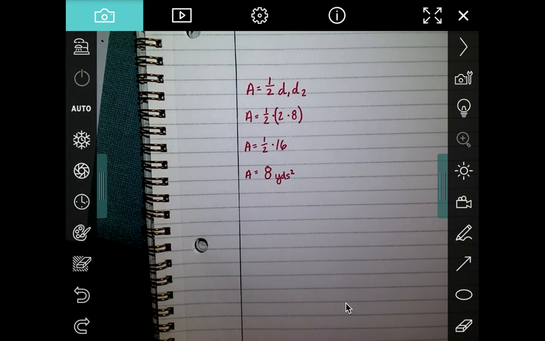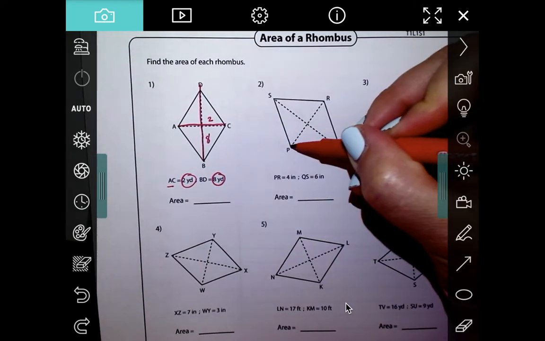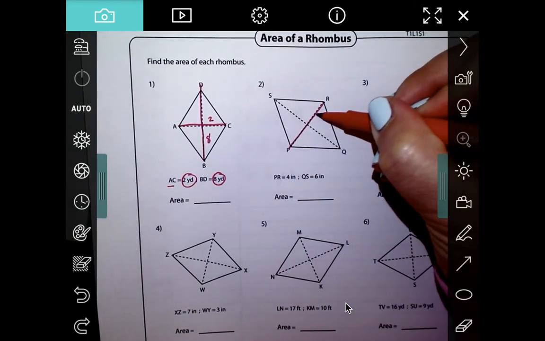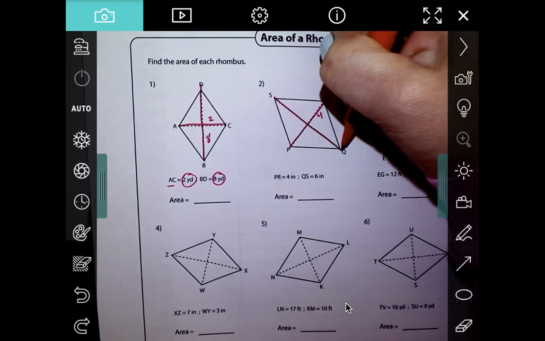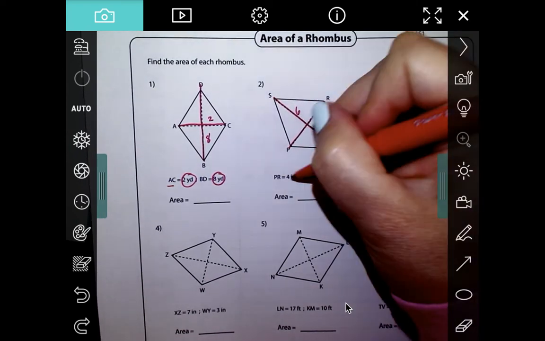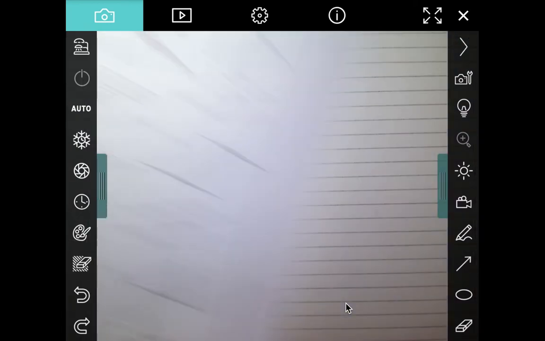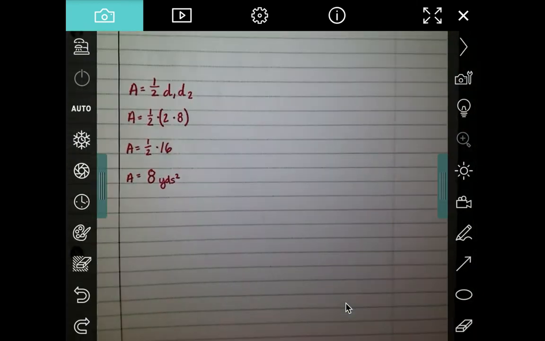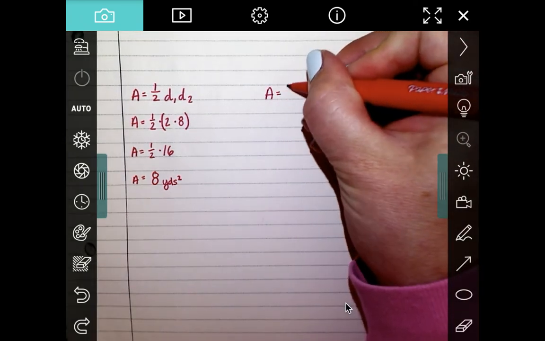Okay. All right, let's look at number 2. It says PR is 4 inches. So this is 4. And SQ is 6 inches. Okay, 6. So our diagonals are 4 and 6. It doesn't matter which one is which. All right. So the first thing I'm going to do, just like before, is I'm going to write the formula.